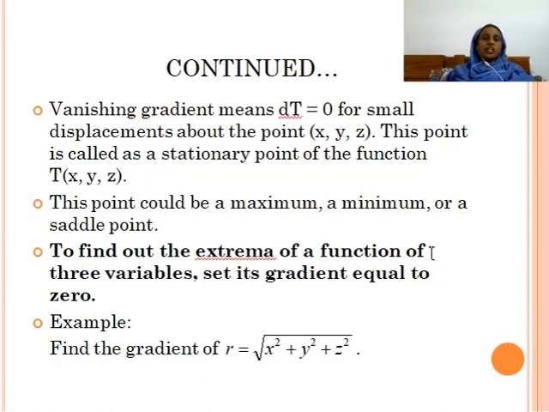Now we can apply these concepts to a problem. Just understand what happens. For that, find the gradient of r, the magnitude of the position vector, r equal to root of x square plus y square plus z square. We already found the gradient operator acting on a scalar function, temperature. This time the scalar function is r equal to root of x square plus y square plus z square.